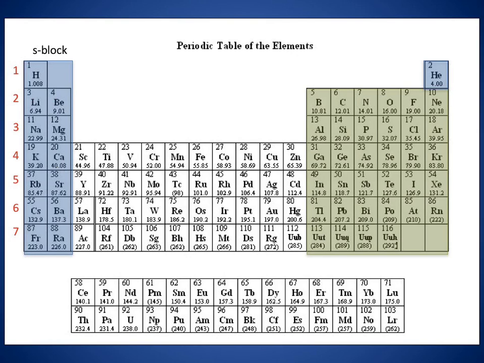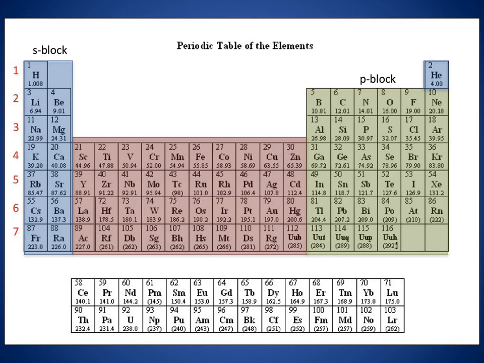These elements over here in this section are all going to end in a P. The very last thing you're going to write is a P. So this is the P block. Everything here in the middle, those are all metals. That is the D block. All of those are going to end in a D.